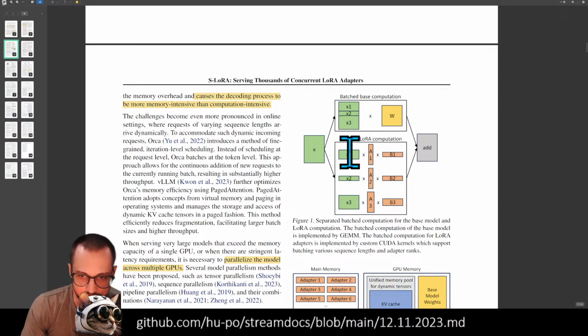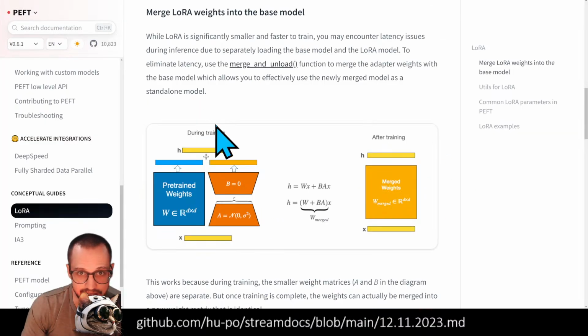In the batched LoRA computation, your A and B matrices are the LoRAs. Notice how they're smaller than W. You're multiplying the parts of X that are specific to that LoRA and then adding it at the end. So you're doing the computation separately and then adding it, rather than merging the LoRAs in and doing the computation once.